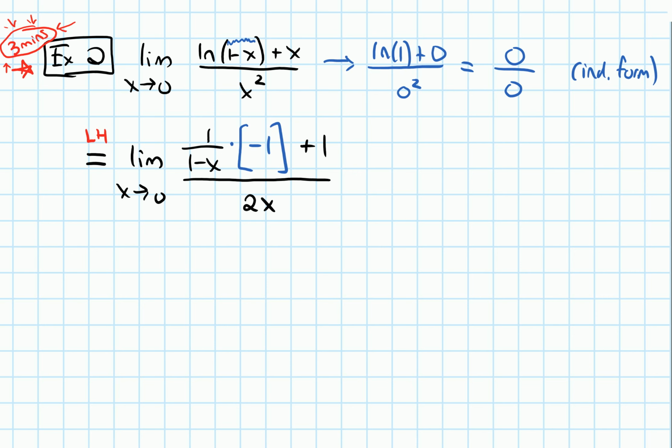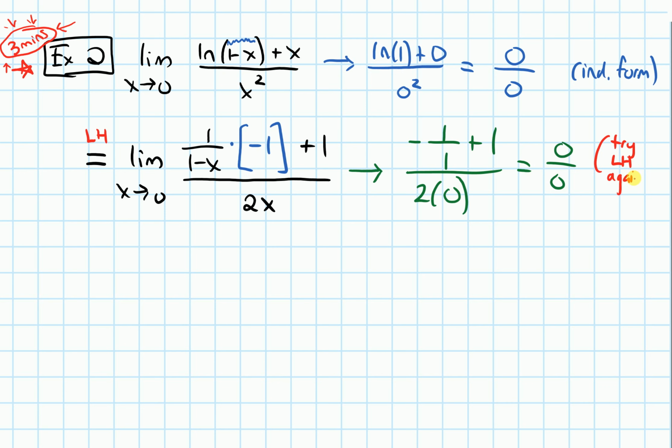Okay, so we've done L'Hopital's rule. Now let's try plugging in and see what that gives us. If I plug in 0, we'll get negative 1 over 1 minus 0, which is 1, and then plus 1. And on the bottom we have 2 times 0, which is 0. So overall, we have 0 on the top, 0 on the bottom, which is indeterminate again. So let's try L'Hopital's rule again. We got 0 over 0 again, so maybe we try it one more time.